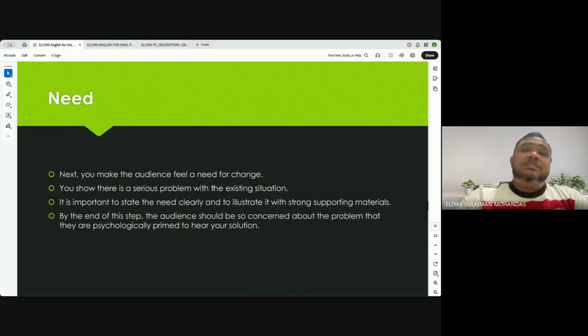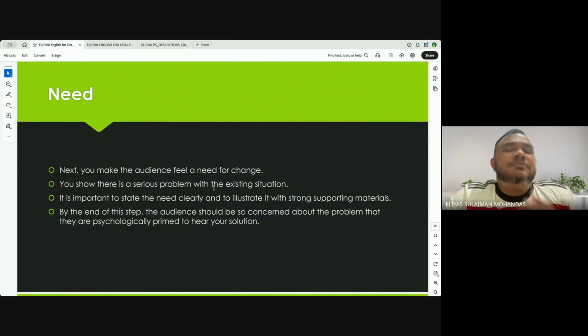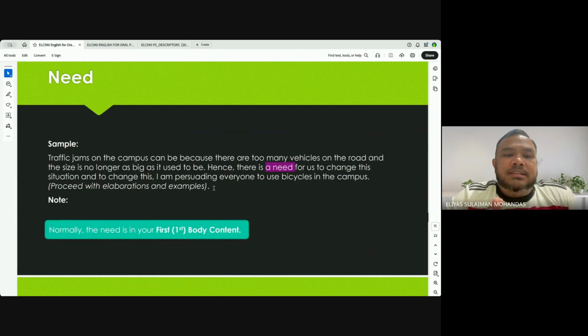Now, next is for you to integrate need. Integrate ni maksud kena masukkan need, keperluan. Establish, perlunya ada sesuatu dalam you punya first main point tersebut. Ya. Okay. Make the audience feel a need to change. Yeah. So this is the second paragraph, which is the first main point.